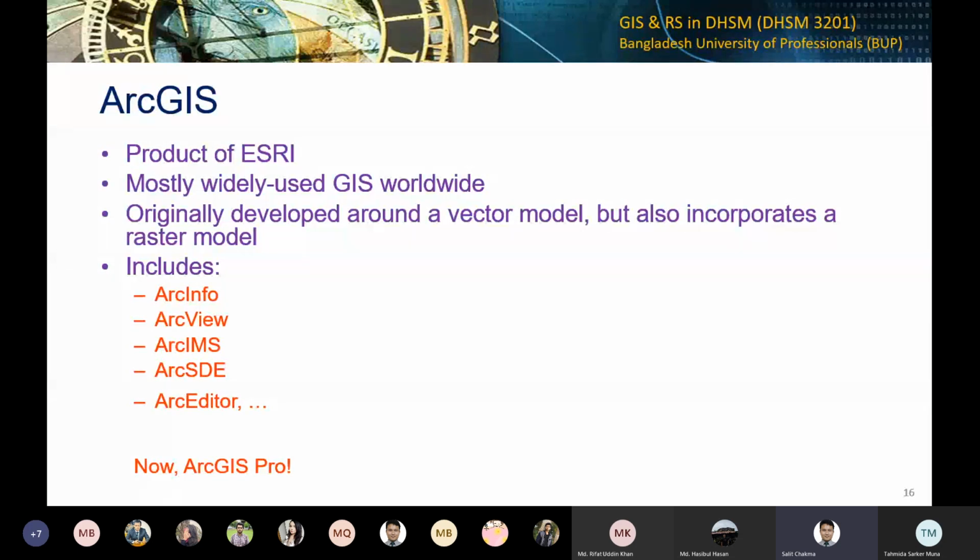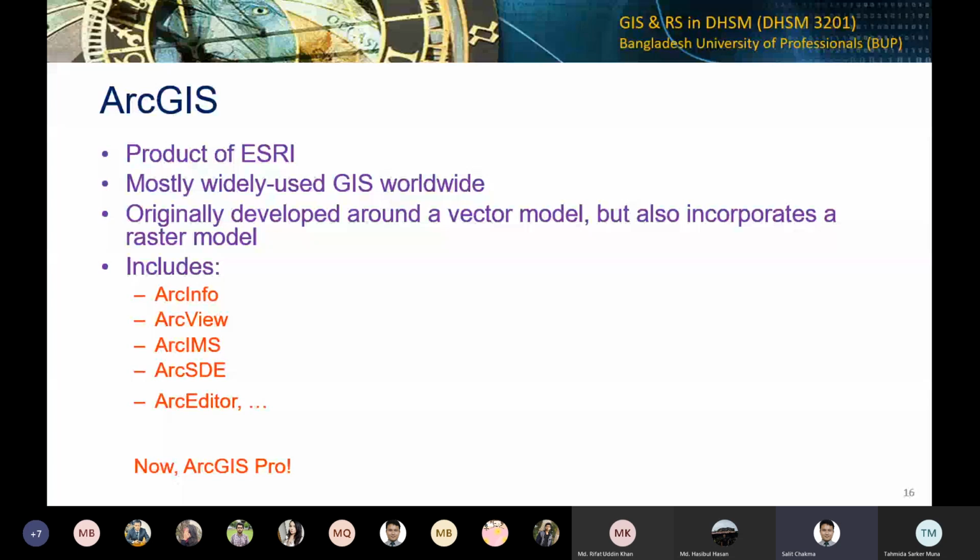So it's a product of Esri. It's the most widely used GIS software worldwide. It was originally developed around vector models. However, over the time, it started incorporating raster models as well. And the legacy series includes ArcInfo. So we started with ArcInfo, then improved to ArcView, then ArcIMS, ArcSDE, ArcEditor, and so on. And now we have ArcGIS Pro. I mean, along with ArcGIS 10.8, we have ArcGIS Pro, I think 2 point something. We also have ArcGIS Online.